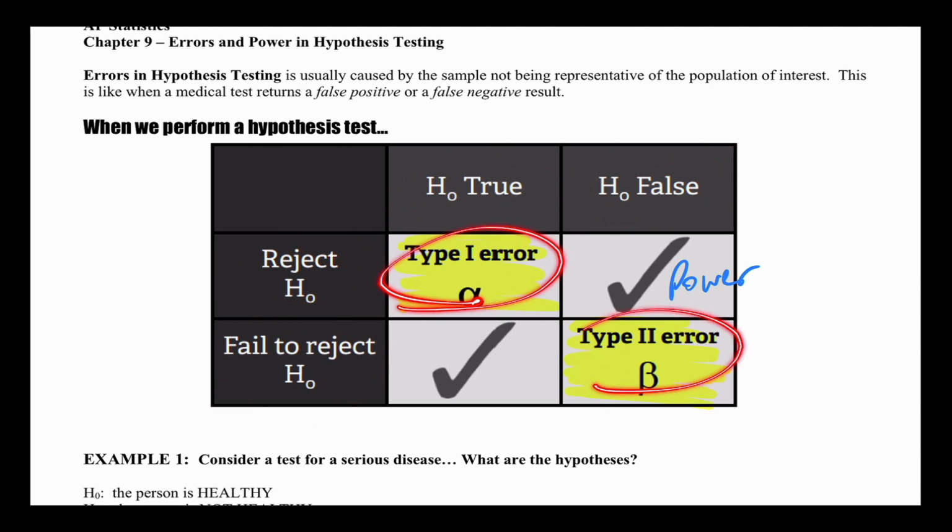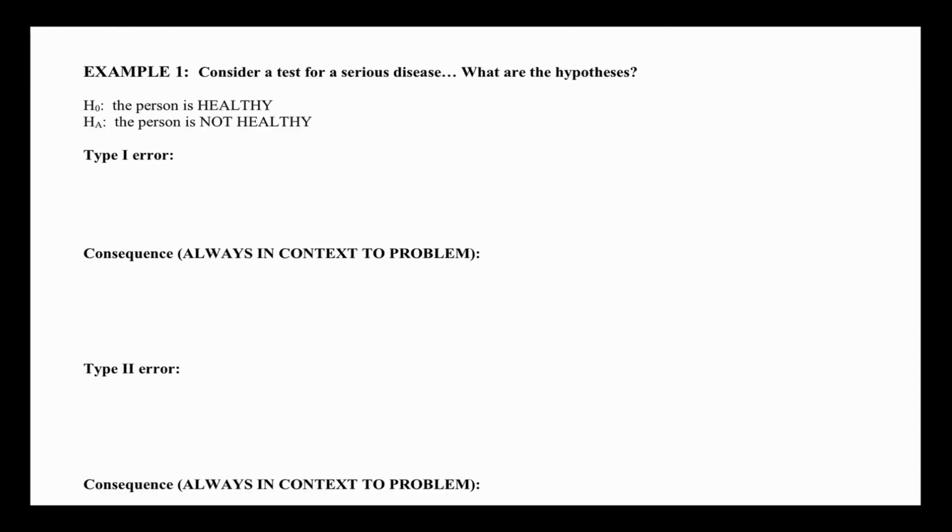But a type 1 error and a type 2 error are the types of our errors. Okay, so we're going to talk about what those look like. So let's do an example. Example number 1.